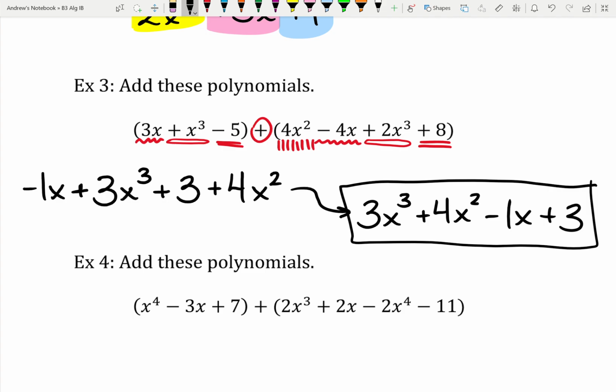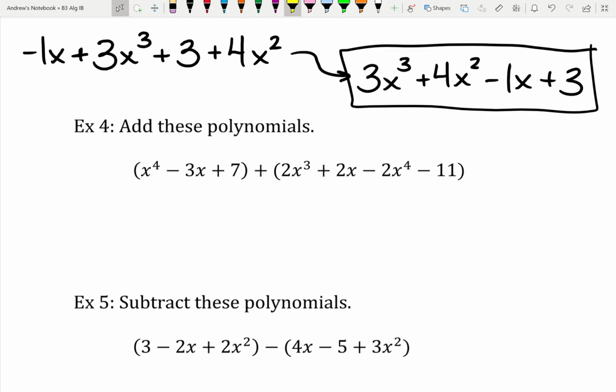Cool. So we'll kind of breeze right through this one. I'm going to go back to using the highlighters because I feel like it's a little bit easier for you guys to follow. Got some x to the fourths. We got these x's that go together. Got these regular old numbers. And then I've got kind of like the odd one out again. We are going to be adding these.